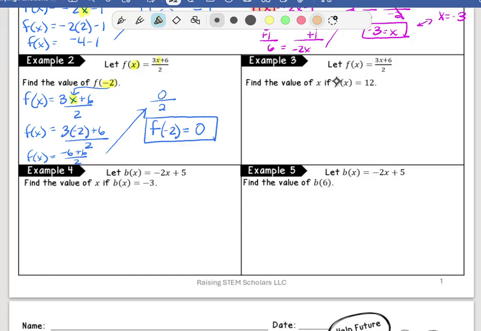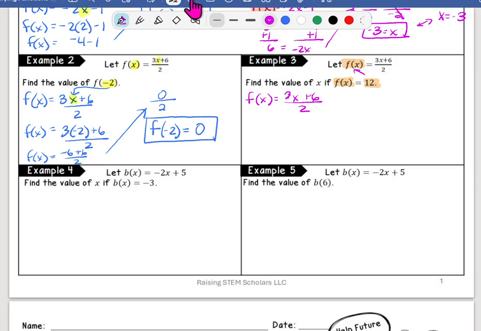This, we're saying my f of x equals 12. So I'm going to plug 12 in this spot where I see that f of x. Okay, we're just going to plug that 12 in there. I'm going to rewrite this so I can get my brain organized. So f of x equals (3x plus 6) divided by 2.